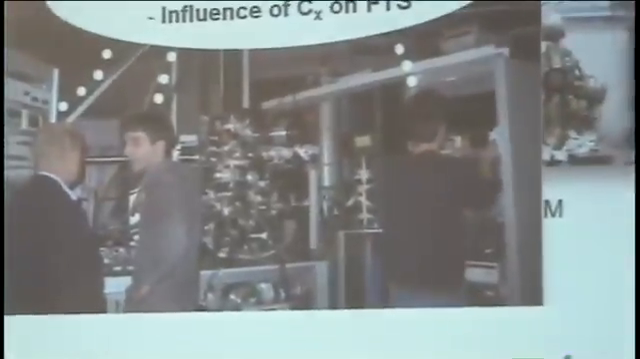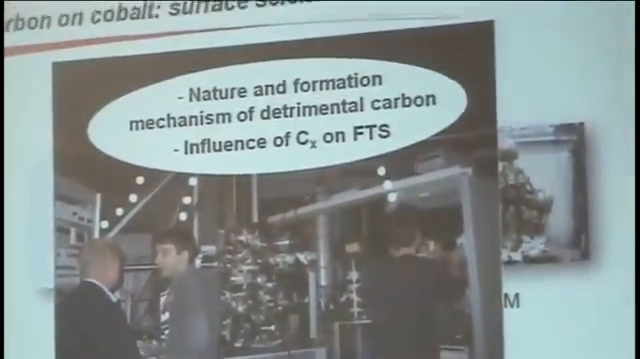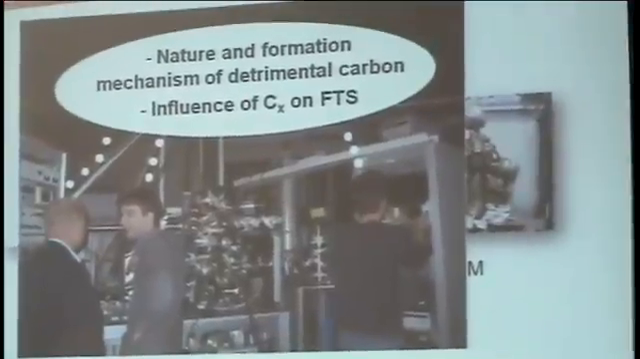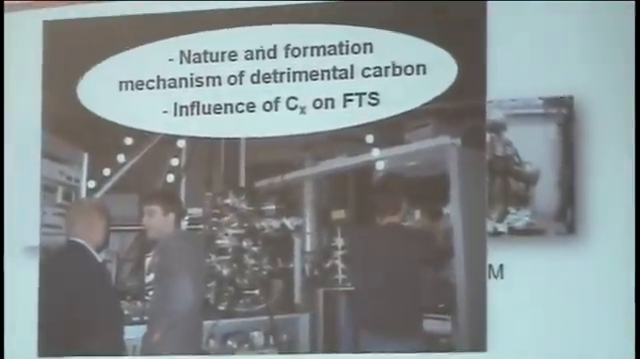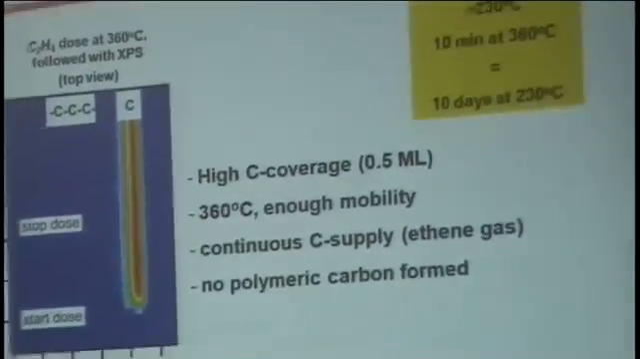So we came again with a single crystal with our fancy tools, and while we were having a lot of fun with complex equipment, we had these 3 questions in mind. What is the nature and the formation mechanism of detrimental carbon, this polymeric carbon, and how does this type of carbon influence Fischer-Tropsch synthesis? So the first question is, can we make polymeric carbon starting from atomic carbon?